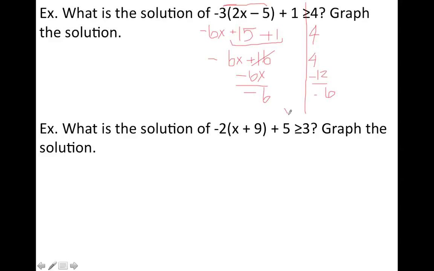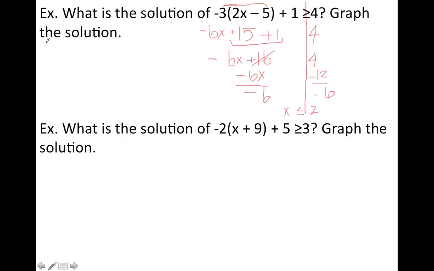And we get x on the left-hand side. And negative 12 divided by negative 6 is 2. The only thing different with inequalities is whenever you divide by negative numbers, so I'd write this down, star it, bold it, highlight it somewhere. When you divide by a negative number, you switch your sign. So this will now be less than or equal to 2.